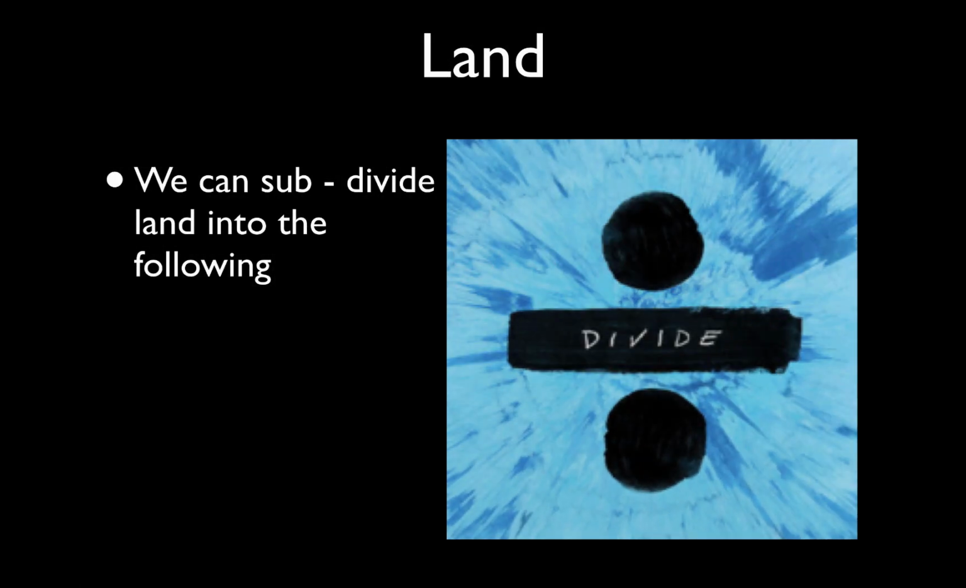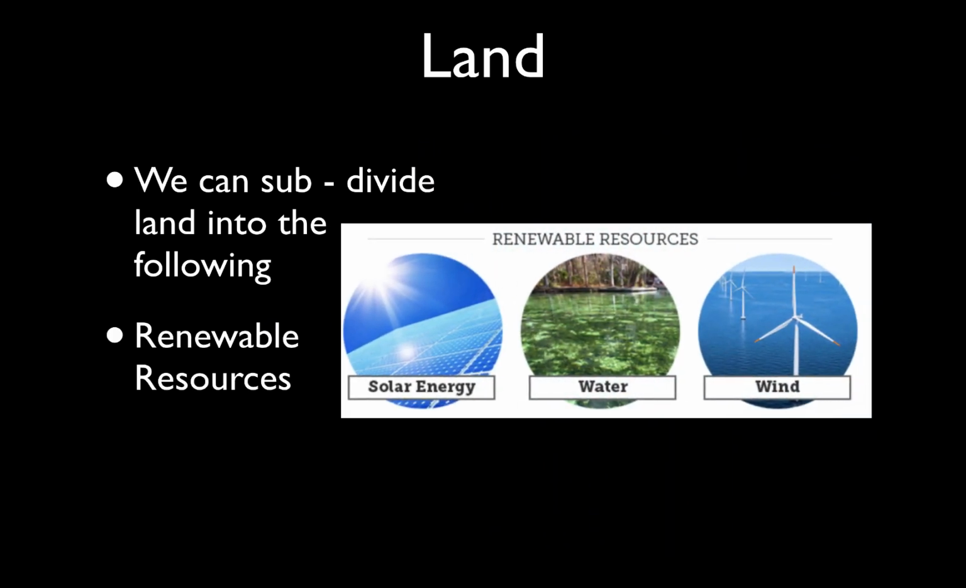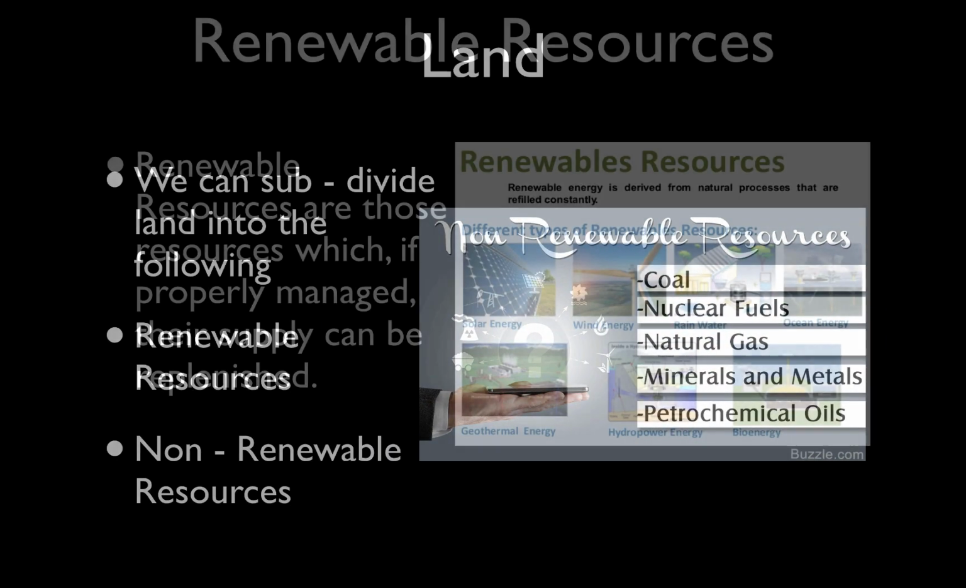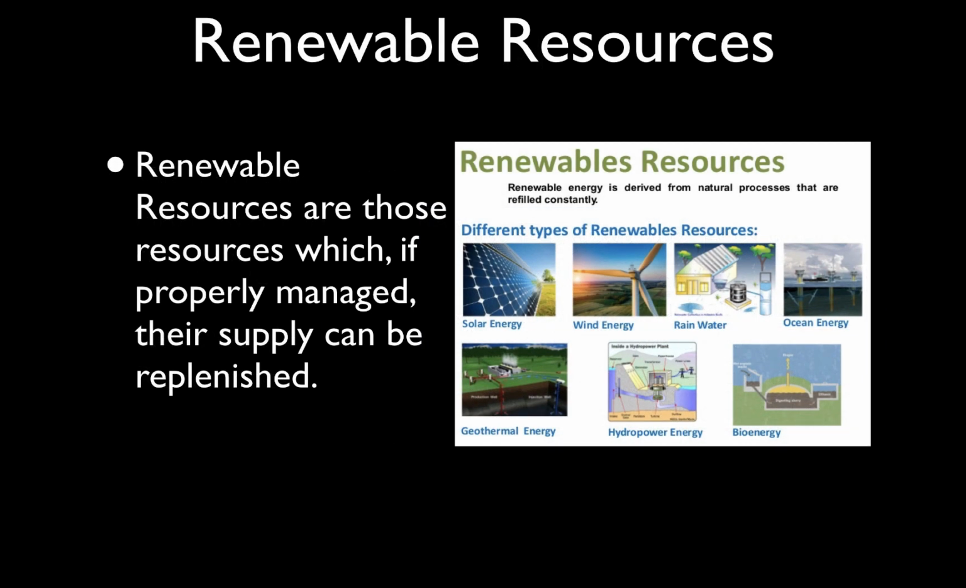Now, we can subdivide land into the following categories, and there's a million different ways, but the two ways that I'm going to subdivide land are renewable resources and non-renewable resources. And as always, it is a good idea to understand what you're talking about before you talk about it. So what's the definition of renewable resources? Renewable resources are those resources which, if properly managed, their supply can be replenished.